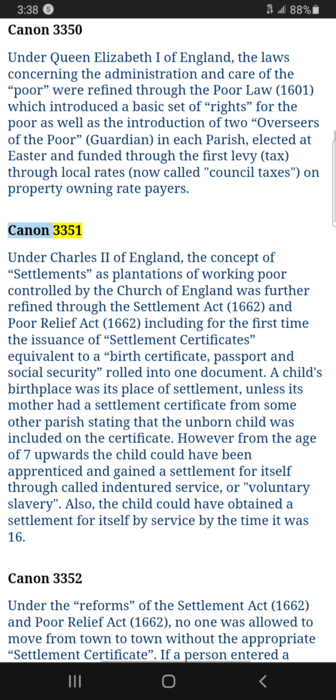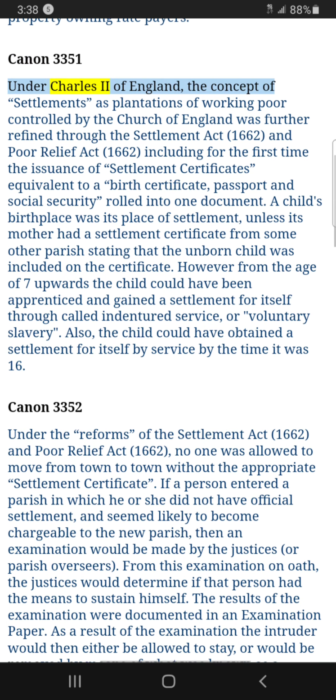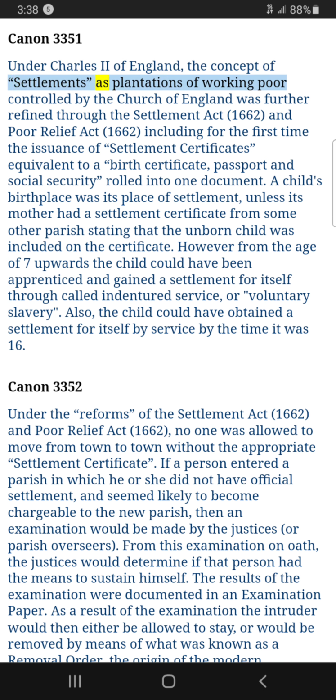Canon 3351. Under Charles II of England, the concept of settlements as plantations of working poor controlled by the Church of England was further refined through the Settlement Act, 1662, and Poor Relief Act, 1662, including for the first time the issuance of settlement certificates equivalent to a birth certificate, passport and social security rolled into one document. A child's birthplace was its place of settlement, unless its mother had a settlement certificate from some other parish stating that the unborn child was included on the certificate.